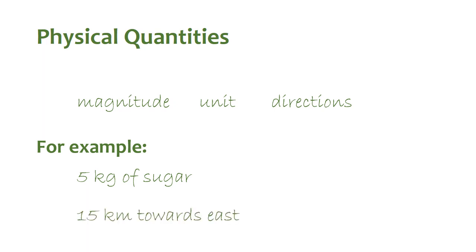In another example, you are asked to walk 15 km towards east. You will be able to trace your destination. Now here 15 is your magnitude, kilometer is your unit, and towards east gives you the direction.